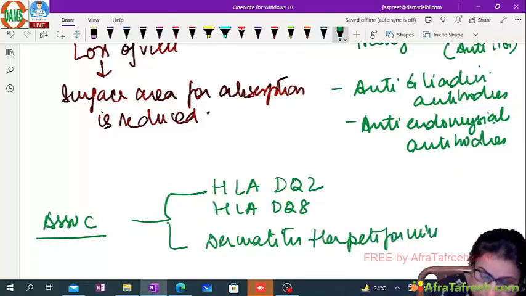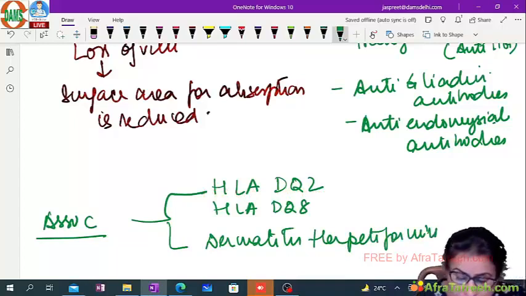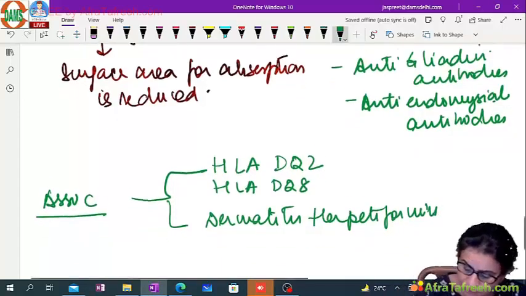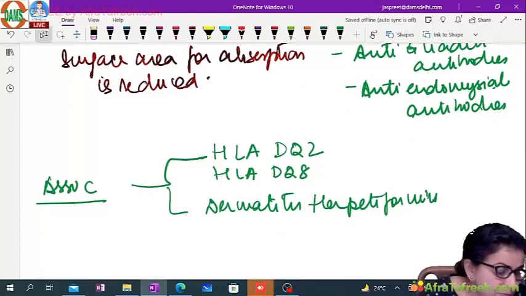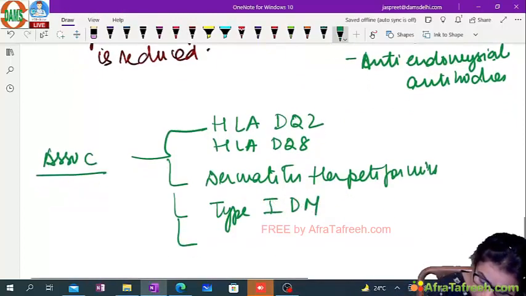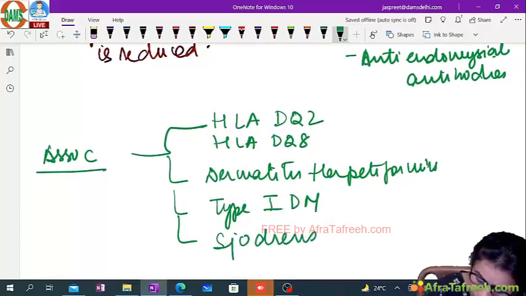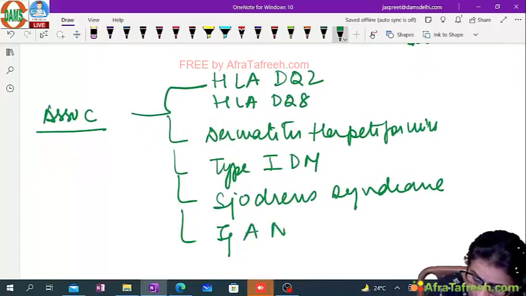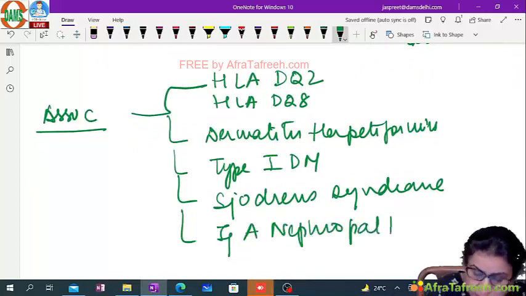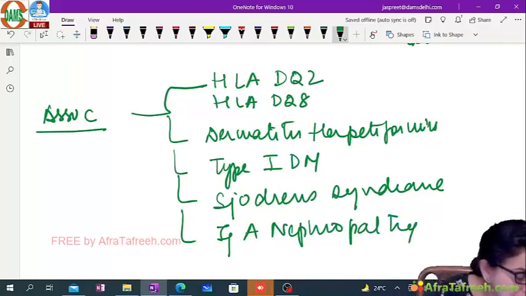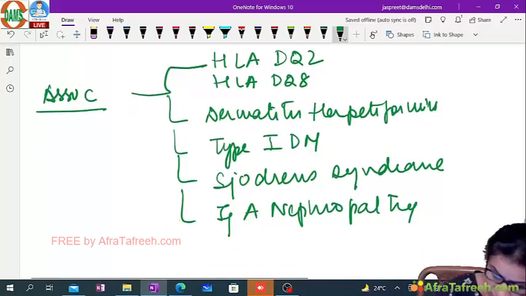Herpetiformis. So patients with celiac disease may also have dermatitis herpetiformis. Third association is type 1 diabetes mellitus. Then Sjogren's syndrome and IgA nephropathy, which is a kidney disease. All these can have the associations of celiac disease. Okay, so these are the associations of celiac disease.